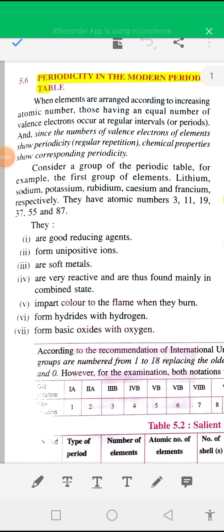In this video today I am continuing chapter 5 of class 9 chemistry. The topic is periodic table. In the last live class I discussed up to different types of elements.